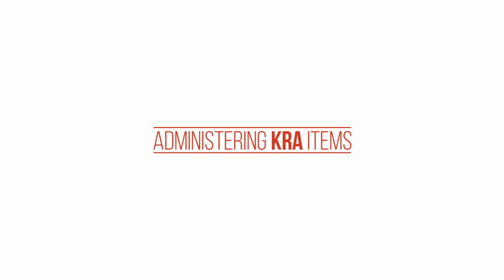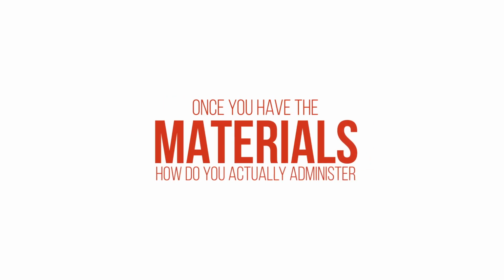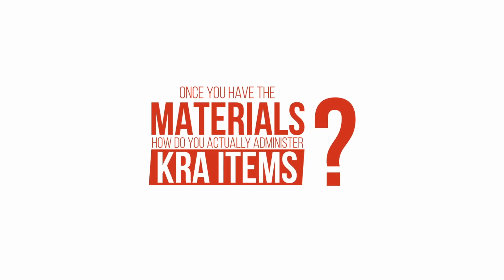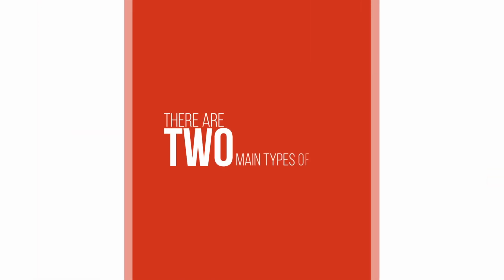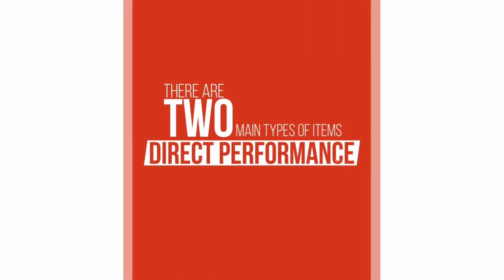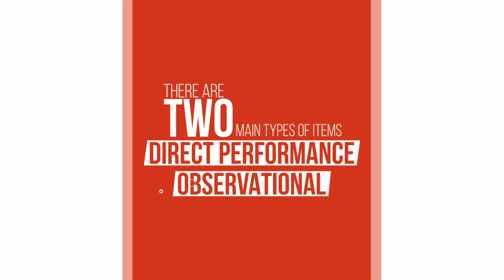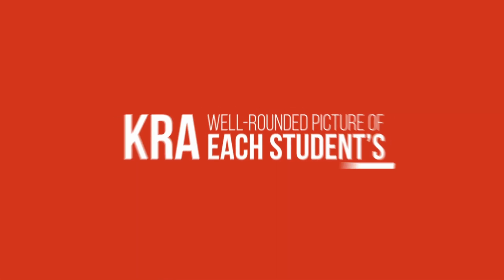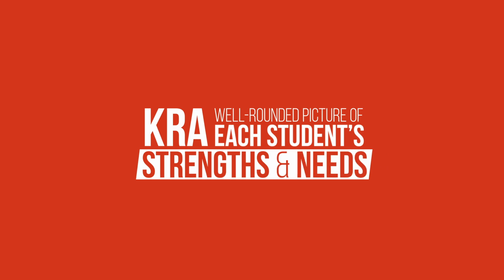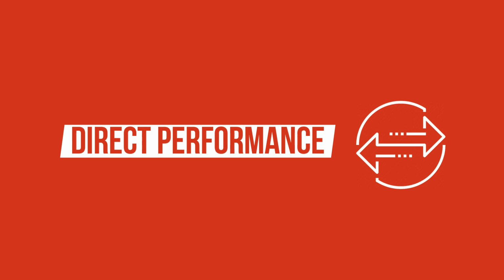Administering KRA items. Once you have the materials, how do you actually administer the KRA items? There are two main types of items: direct performance items and observational items. This combination makes up the full KRA and supports you with a well-rounded picture of each student's strengths and needs. Let's focus on the direct performance items first.